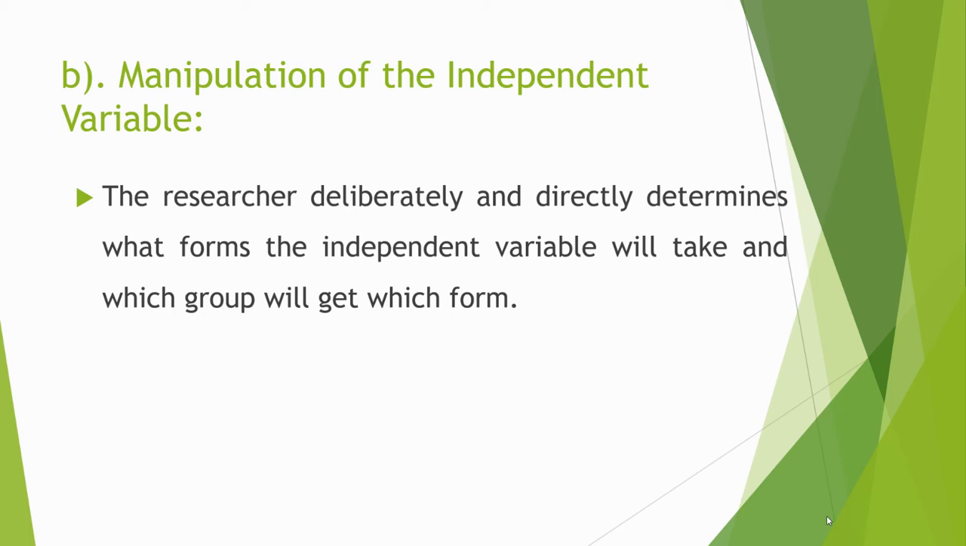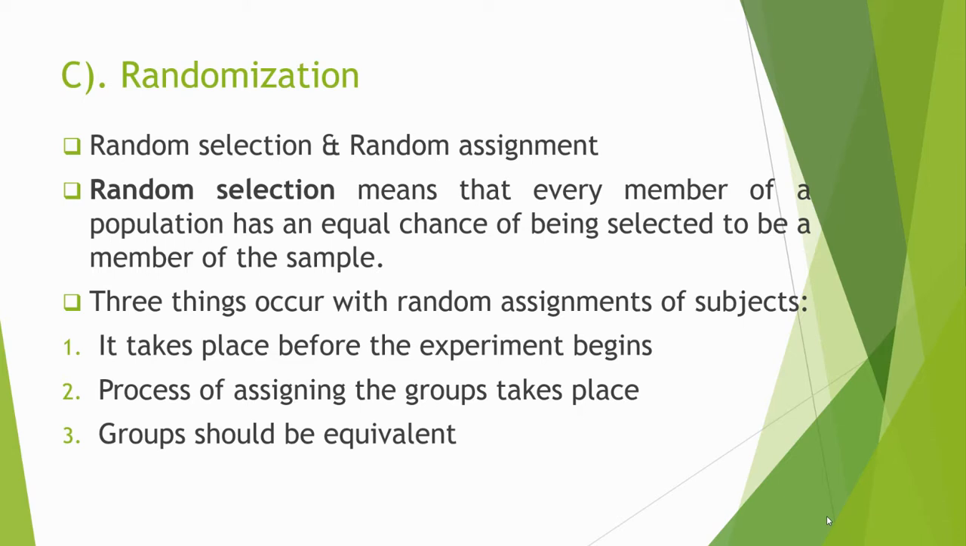So let's get to the last one together. It's randomization. Randomization is divided into two: random selection and random assignment. Random selection occurs when the subjects are being selected for a study. If the subjects are selected from the population, each subject in the population is equally likely to be selected, and the resulting sample is representative of the population.